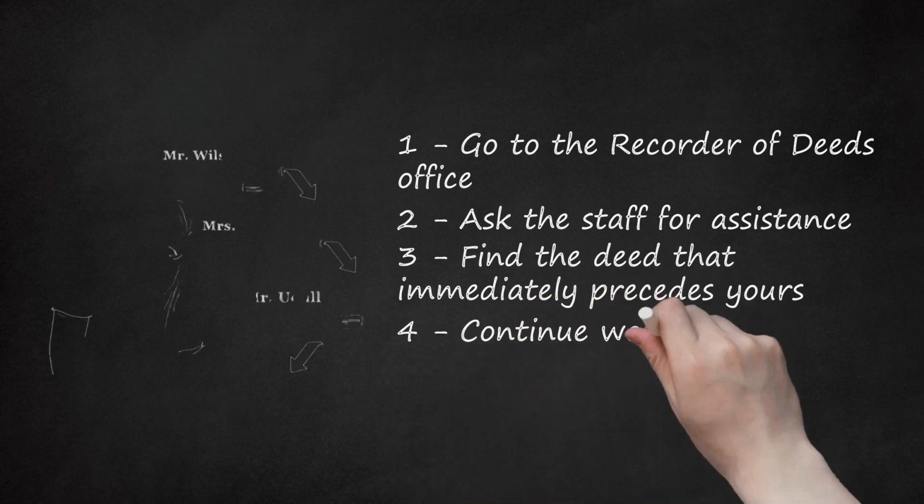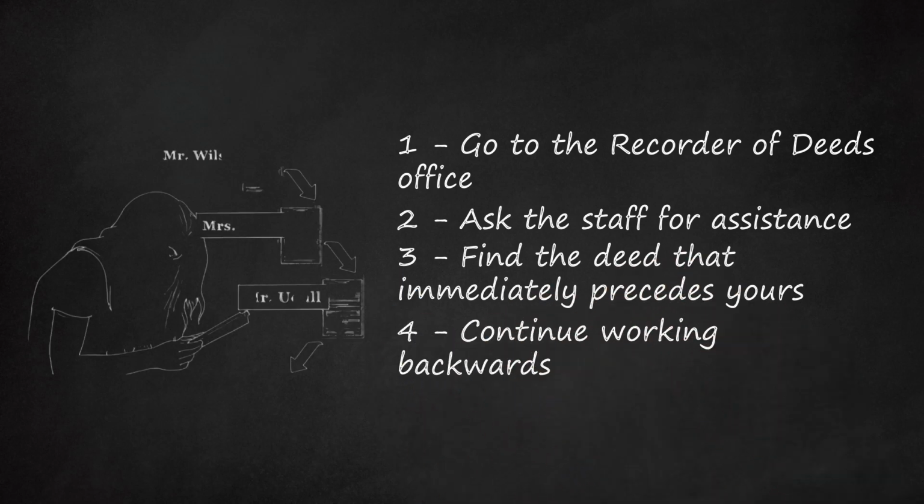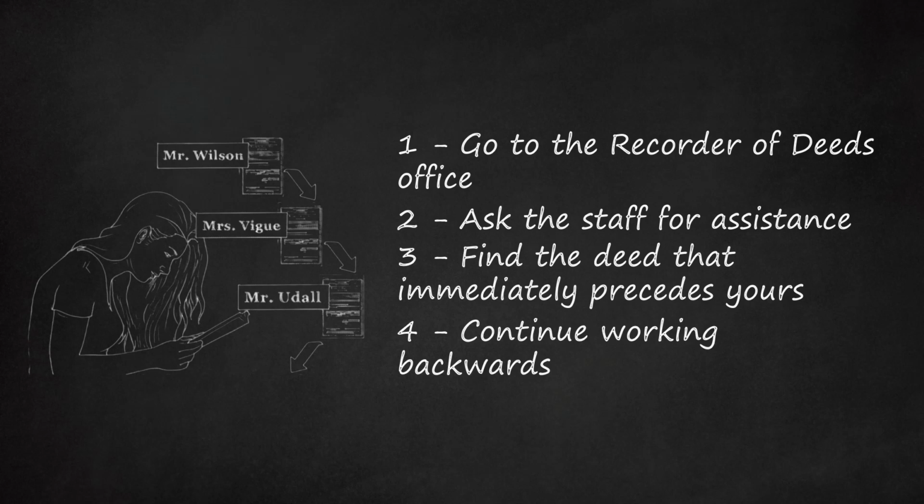4. Continue working backwards. After you find the deed between Mr. Wilson and Mrs. Vig, look for the deed Mrs. Vig received when she got the land from Mr. Udall. Continue to work backwards, creating a chain of title. You need to go as far back in time as possible. Ideally, you should search all the way back to the original land grant.